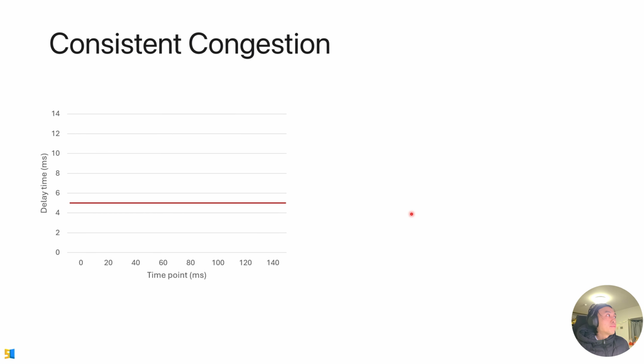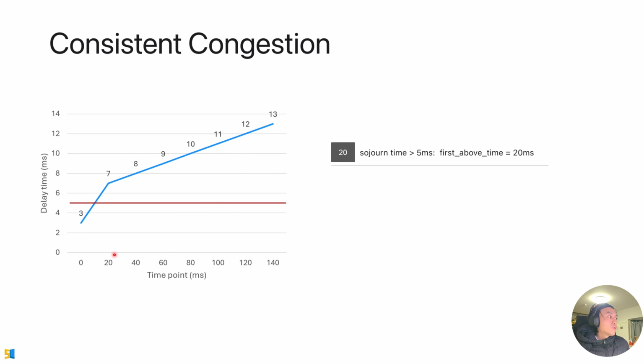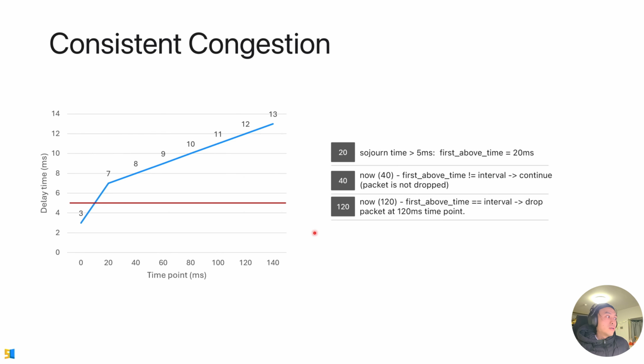Now what happens if we have consistent congestion, like this? It looks bad. At time 20, the sojourn time is greater than 5 milliseconds, so first above time will be set to 20 milliseconds. Next, at 40, 40 minus first above time is not equal to the interval, so it continues. The packet is not dropped. And then it will keep counting until 120. We're just skipping, okay? So I will skip to 120.